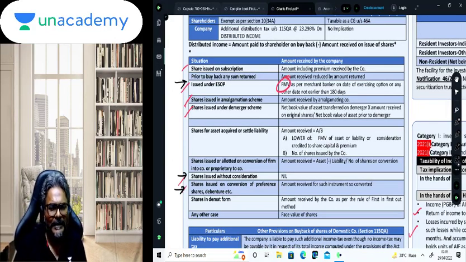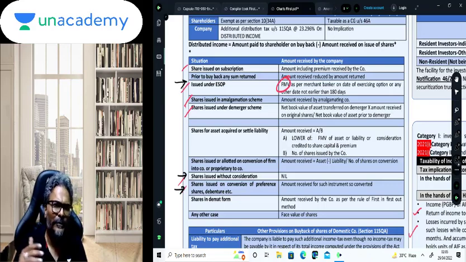Now the next category, students: suppose I was originally the shareholder of the amalgamating company, and subsequently after the amalgamation I receive the shares of the amalgamated company. You already know this is not a taxable transfer under section 47. Subsequently, when I sell the shares of the amalgamated company, the cost of acquisition of those shares would be the cost of acquisition of the shares of the amalgamating company.